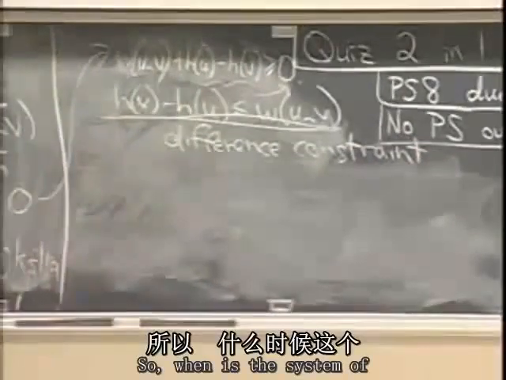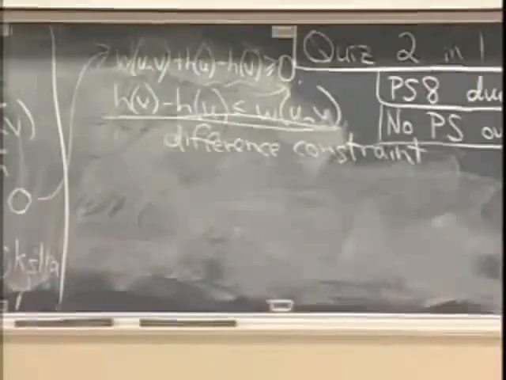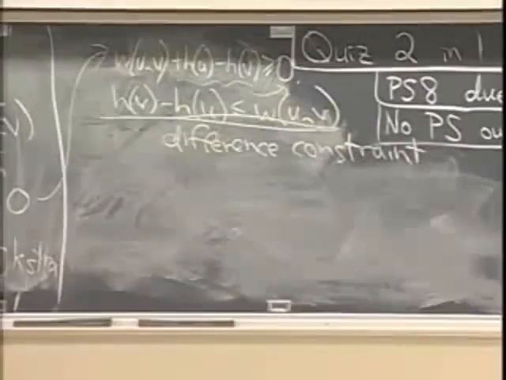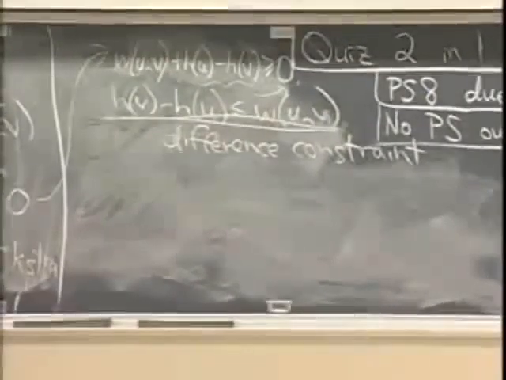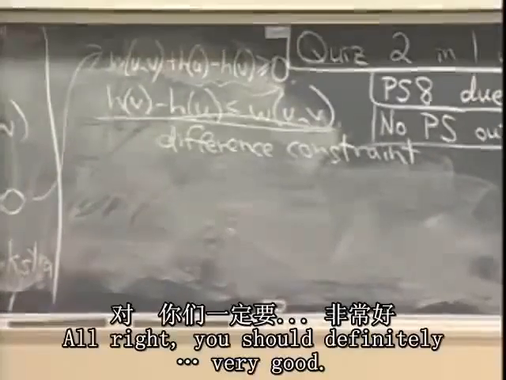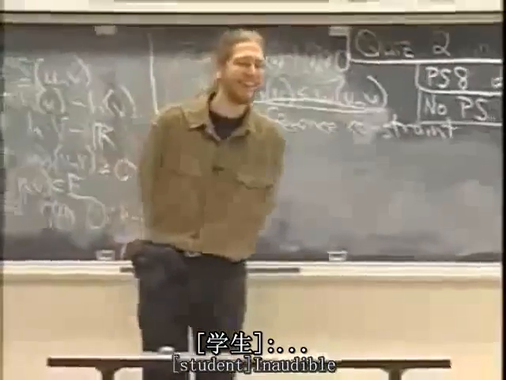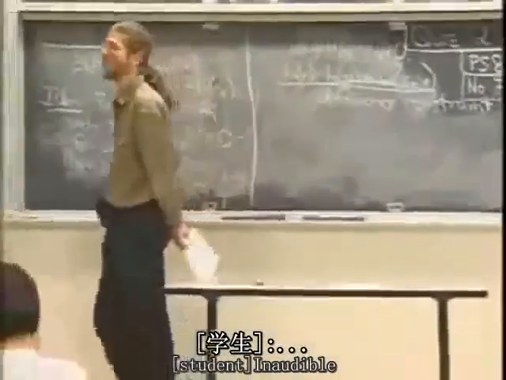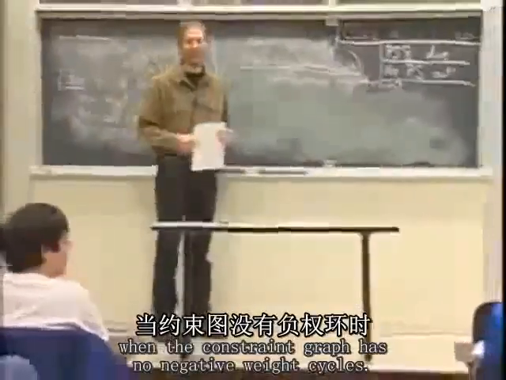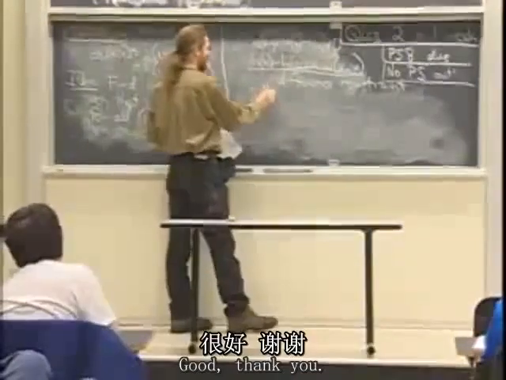So when is the system of difference constraints satisfiable? The constraint graph has no negative weight cycles. Yes, very good. Someone brought their lecture notes. When the constraint graph has no negative weight cycles. Good, thank you.